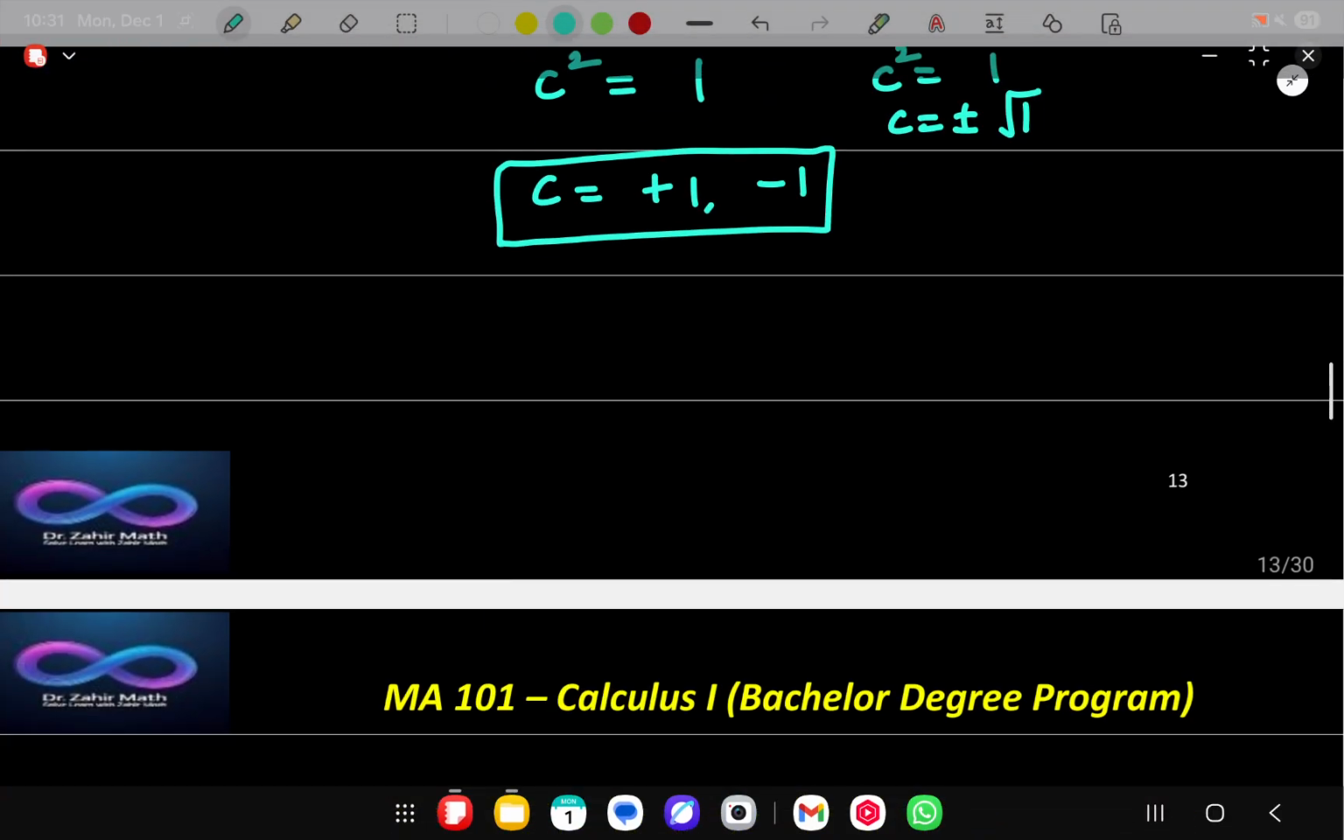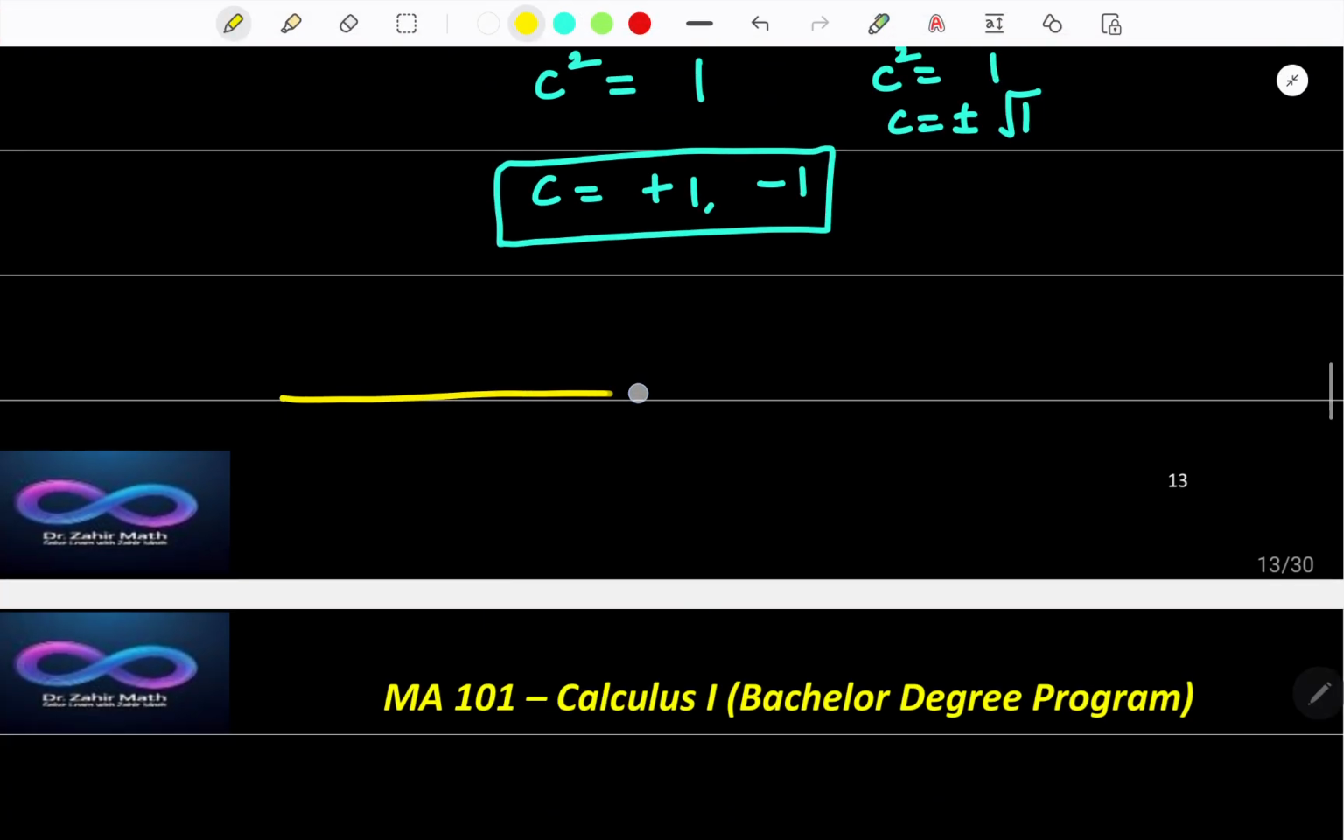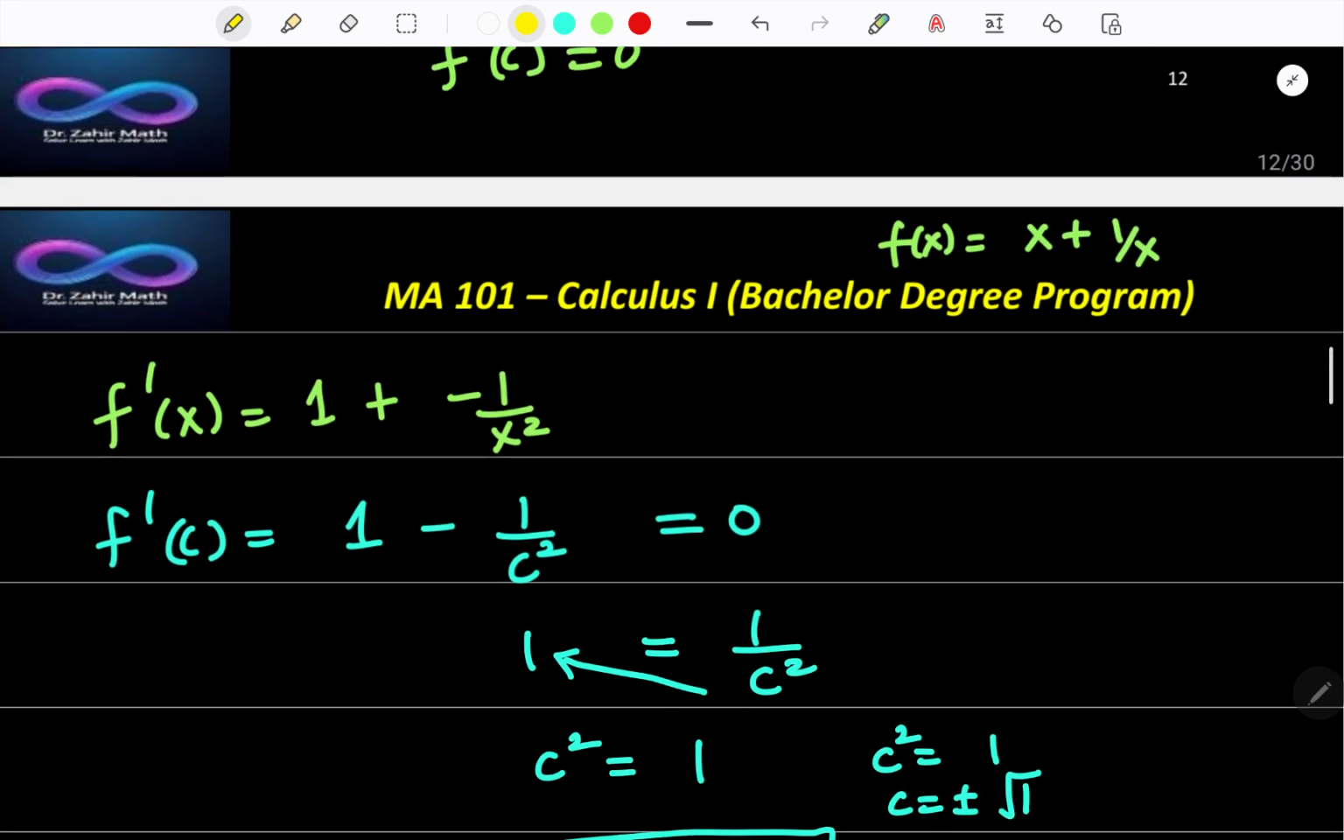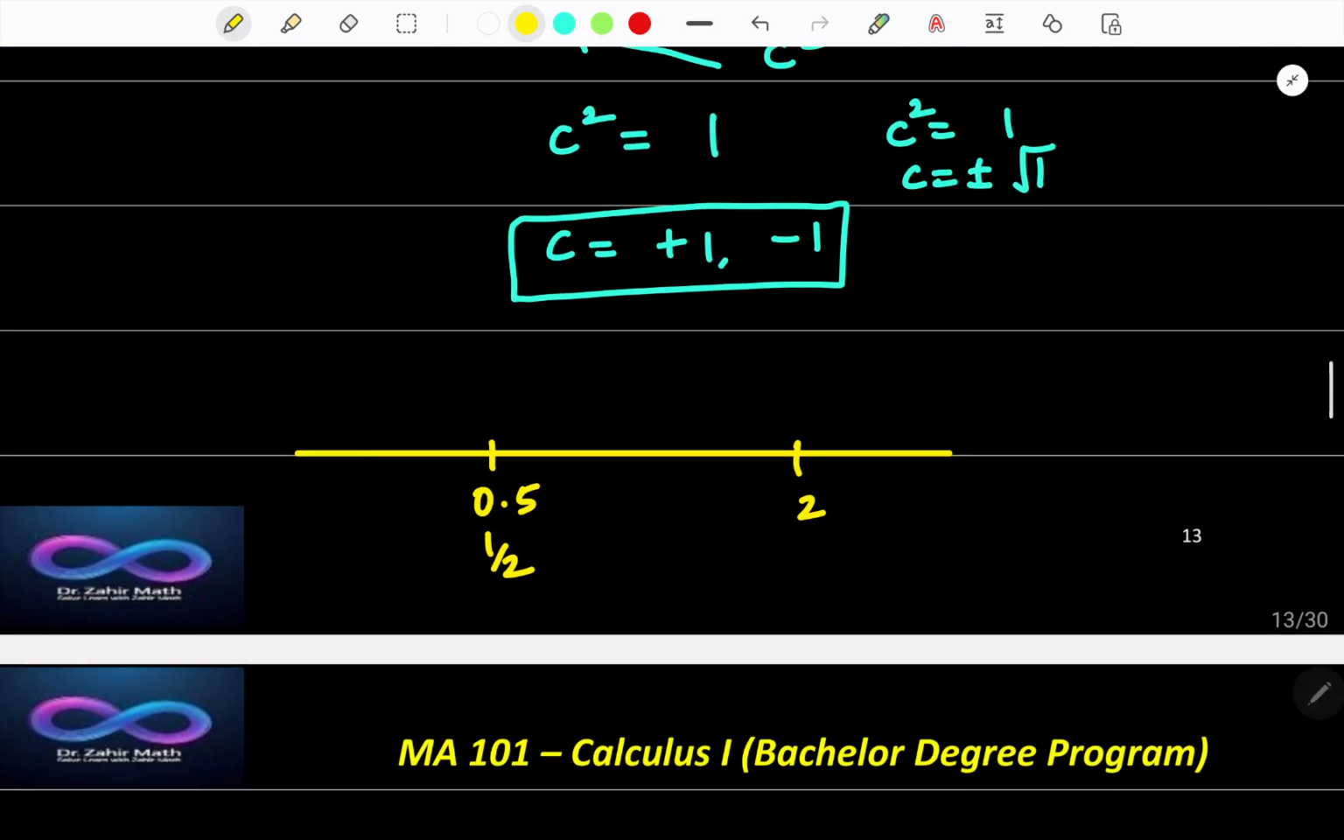Right. Half comma 2. Let me draw. So half comma 2, this is the interval. This is 0.5, this is half. And this is, for example, 2. We got two values. Where is 1? 1 is here. Where is minus 1? Minus 1 must be here.